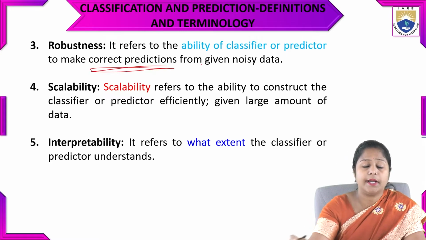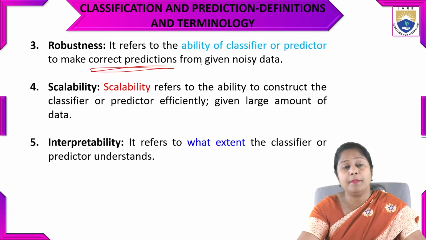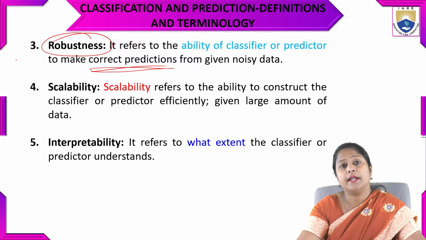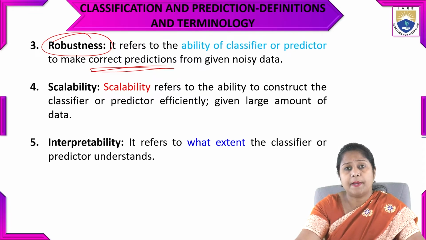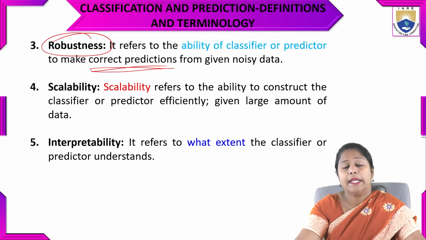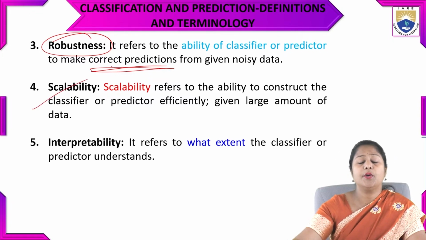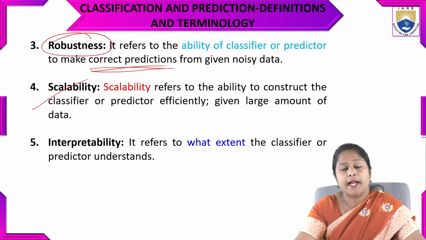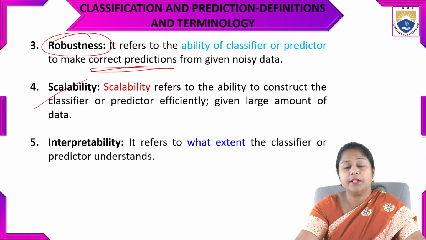So how correctly it is going to predict from any given data set, for any noisy data set, for any missing data. That is called the robustness of data. In that, the data will be very specific, that will be valid data. Scalability refers to the ability to construct a classifier or predictor efficiently given a large amount of data. So if there is a large amount of data, scalability will be carried out.